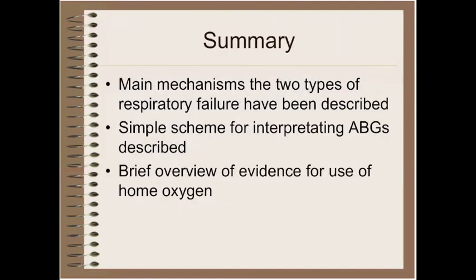So, finishing up, in summary, I've described the main mechanisms of the two types of respiratory failure, pump failure and VQ mismatch. I've shown a simple scheme for pattern recognition for interpreting arterial blood gases, and I've just given a very brief overview of the evidence for the use of home oxygen. And I think we might have some questions.